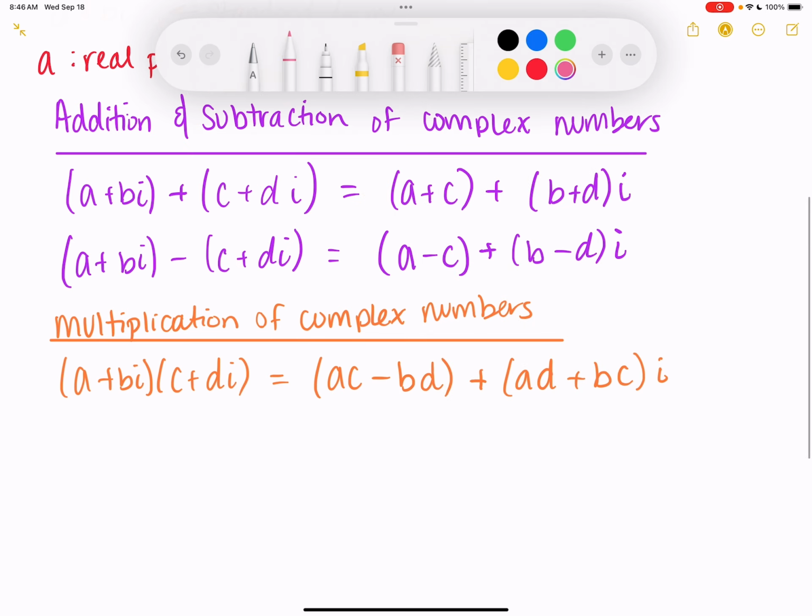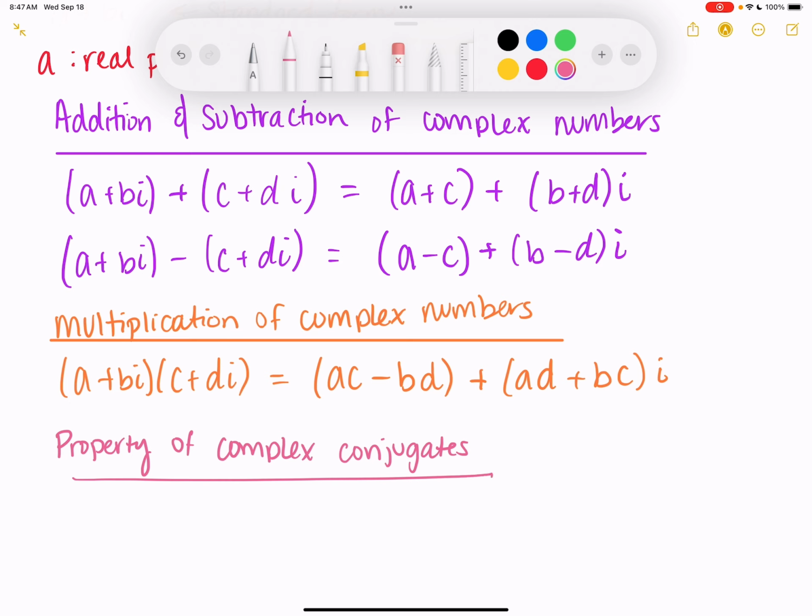And then next we have properties of complex conjugates. So if you end up with something like a plus bi times a minus bi, that is what we call a complex conjugate, and this will end up giving us a squared plus b squared, because this is a difference of squares, so it's just the first term squared minus the second term squared, but because the I squared is there, it becomes positive. So a squared plus b squared.